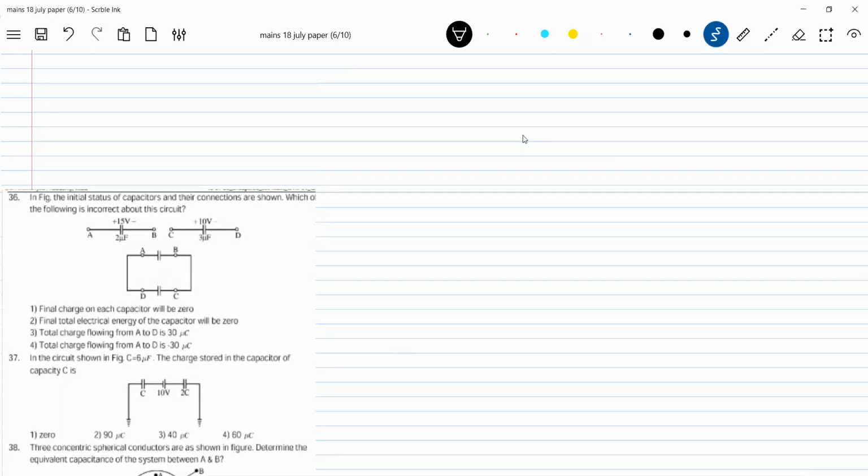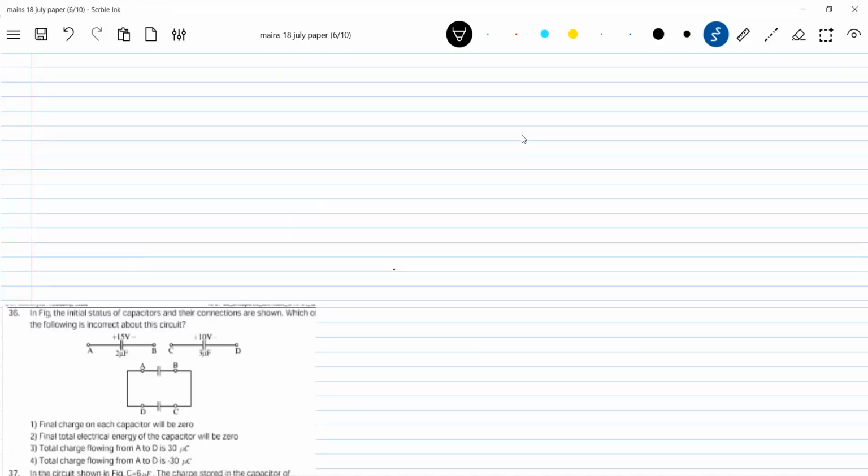Conservation of charge principle, then apply loop equation. Try once. Question number 36, it's all about plate A and AB is connected to DC, reverse polarity. I'll give at least a diagram. You can see that one. See, D is at negative potential. D is connected to A. So the polarity of plates will be like this.